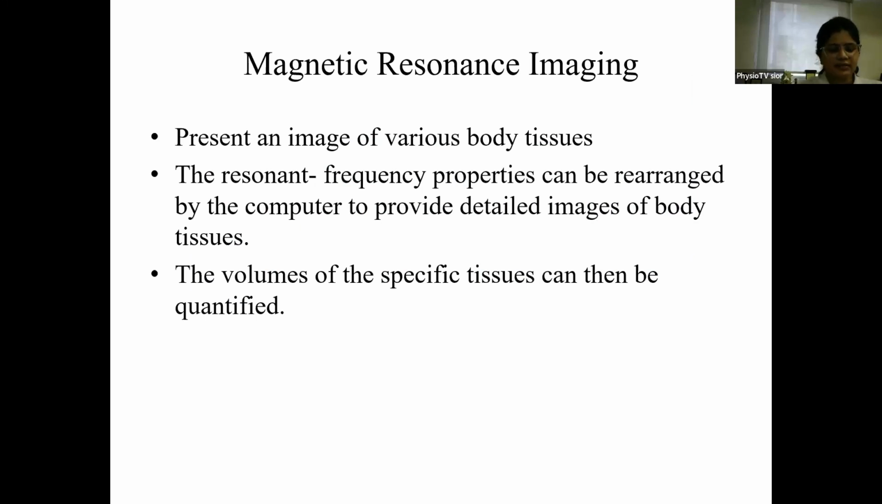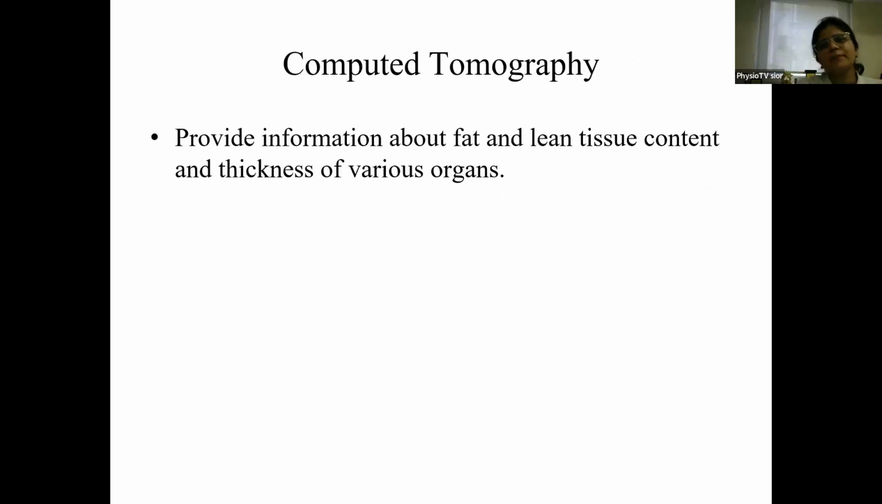Then MRI. It presents an image of various body tissues. Electromagnetic waves are transmitted through those tissues. The hydrogen nuclei of the body's water and the fat molecules absorb and then release energy. Those resonant frequency properties can be arranged by the computer, and through that we can get detailed images of the body tissues. Through that we can get the volumes of specific tissues, and that can also be quantified.